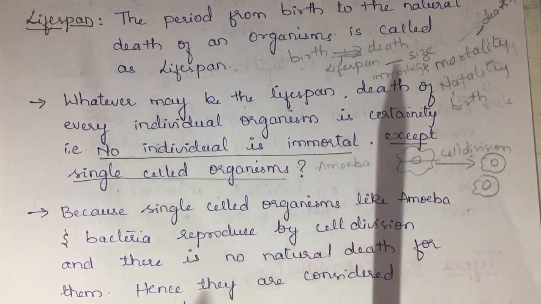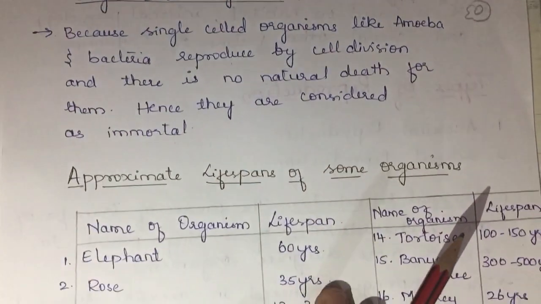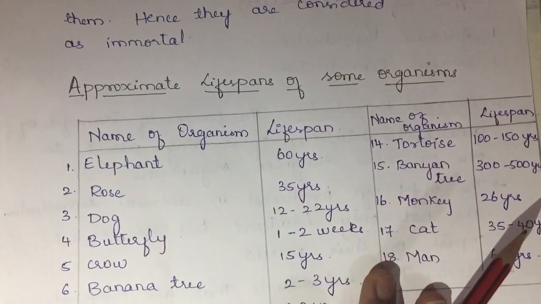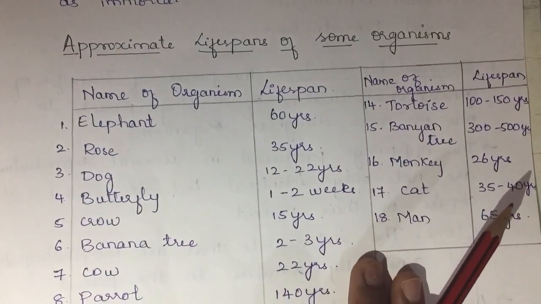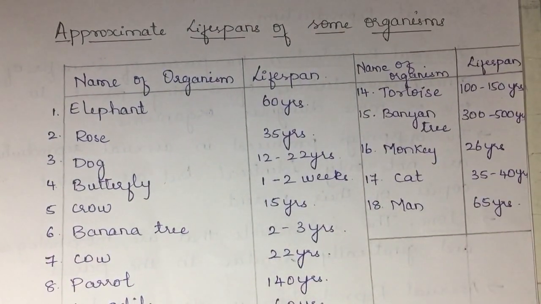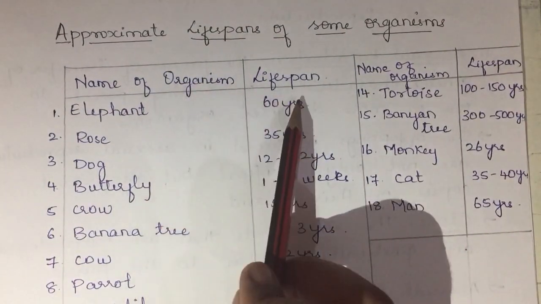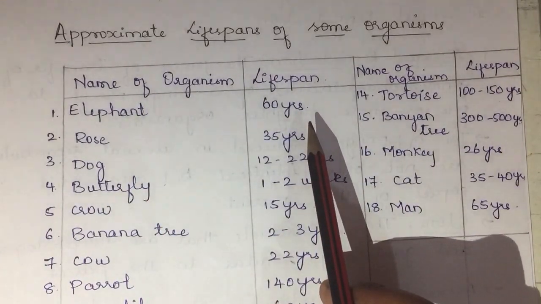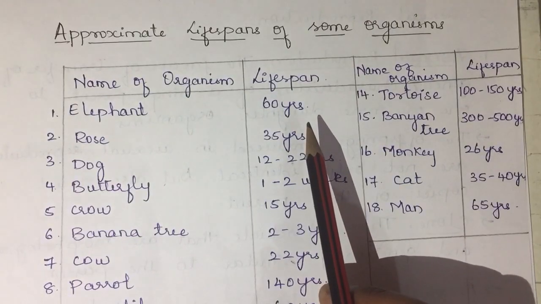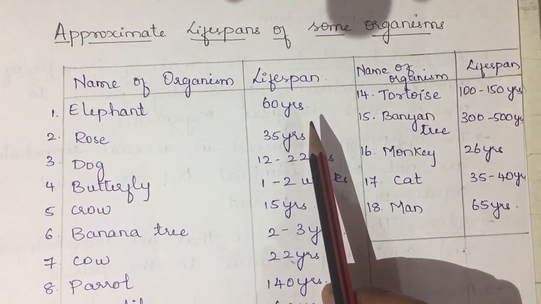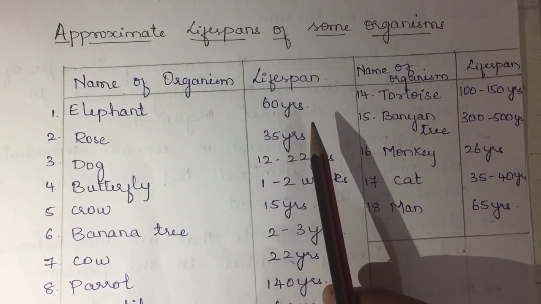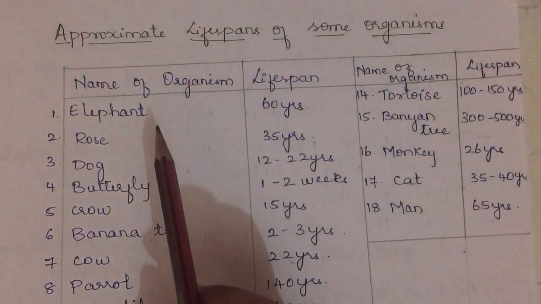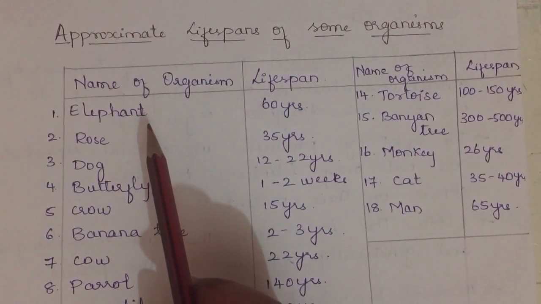Answer is here. Then next we shall discuss approximate lifespans of some organisms. In this you can find, I have given two columns. First one is name of organism, another one is lifespan. So in this you can find elephant.